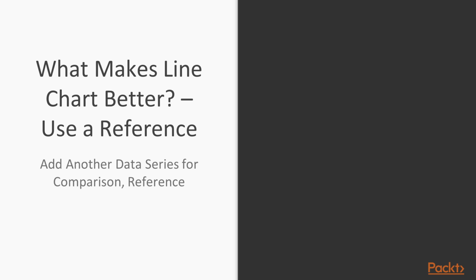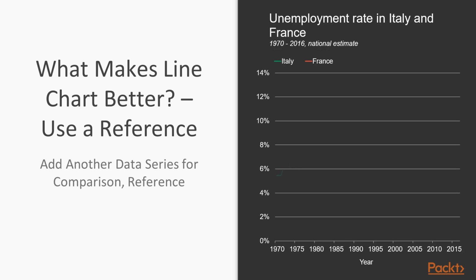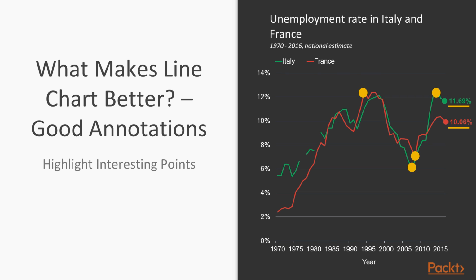For example, here on this chart, it is interesting, of course, to see how unemployment rate in Italy developed over the last 45 years, but it's even more interesting to compare the same thing with Italy's neighbors, France, and immediately you see the chart is more engaging and meaningful. Another thing that makes chart more engaging is to highlight interesting data points. It could be minimum or maximum of our line chart, but also we can do like this here in this chart and highlight the latest data point in our dataset.